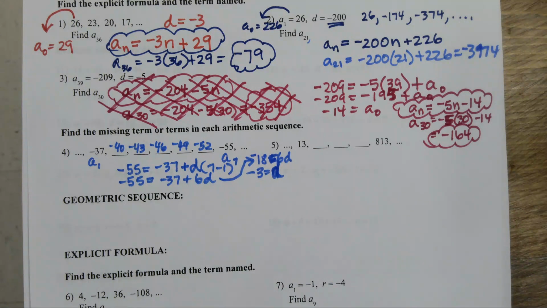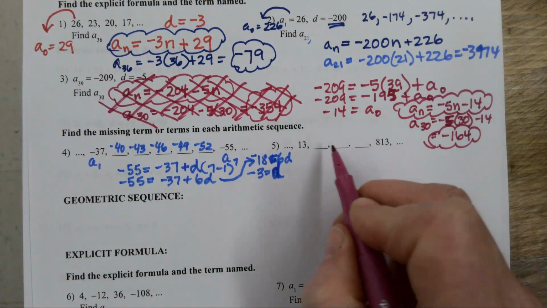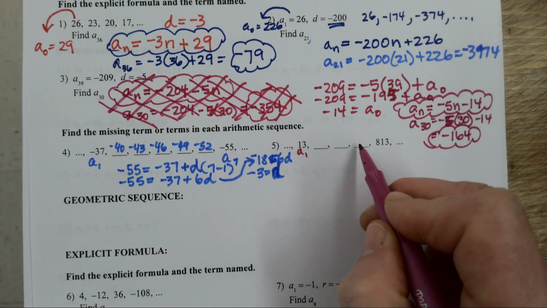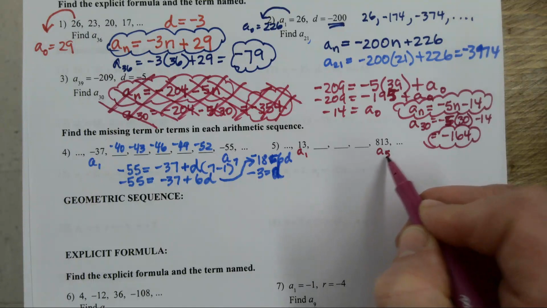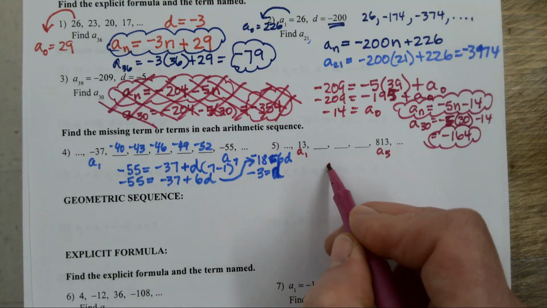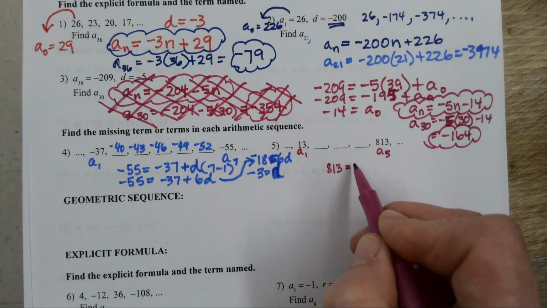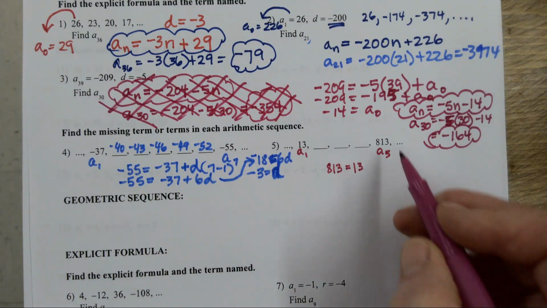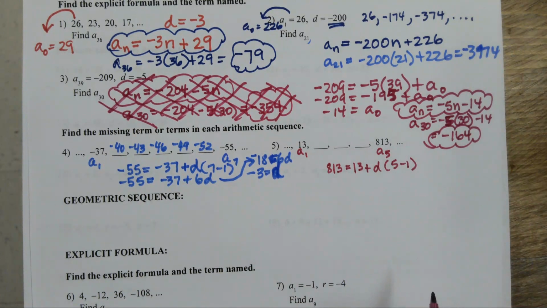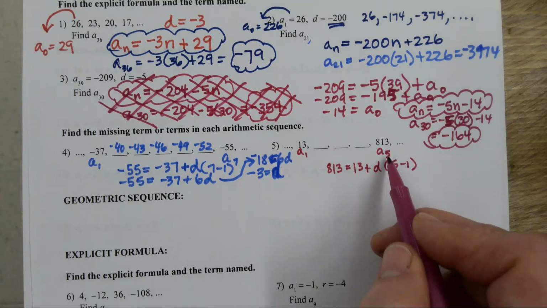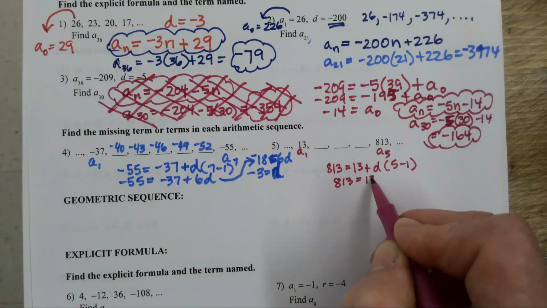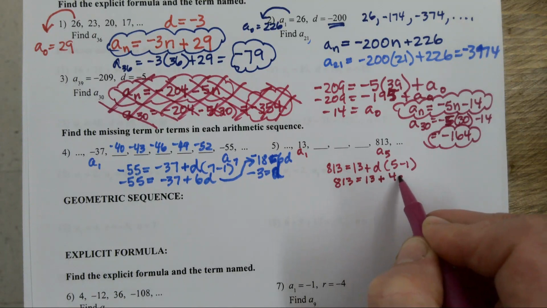So this is a sub 1 is 13, 2, 3, 4, 5. A sub 5 is 813. I ended at 813, but I started at 13. And I added D 5 minus 1 times. That number minus that number. Or 813 is 13 plus 4D.